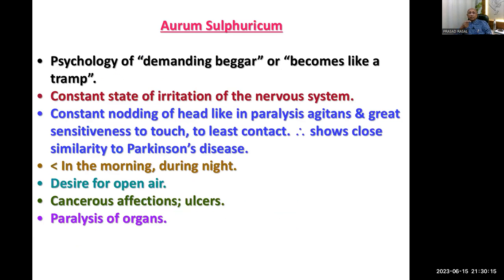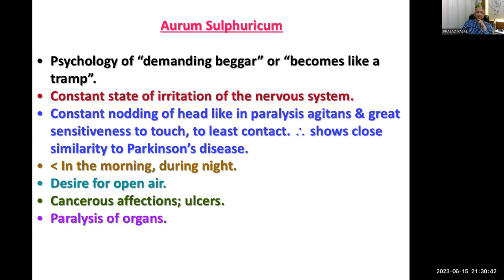The psychology of a demanding beggar, or one who becomes like a tramp, is very important. Sulfur is like that. In sulfur, there is always a fear of poverty. They have the delusion that they will come into want, and the same gets attached with aurum. They are demanding beggars. There is a constant state of irritation of the nervous system, and that is because of the sulfur.